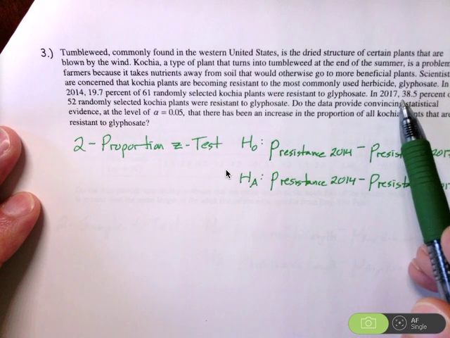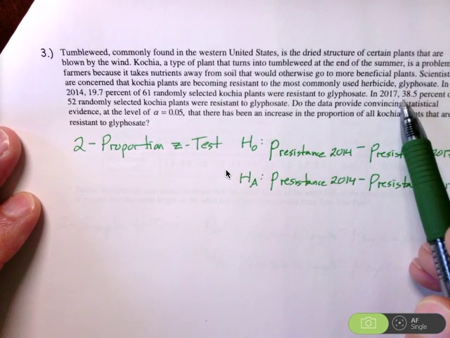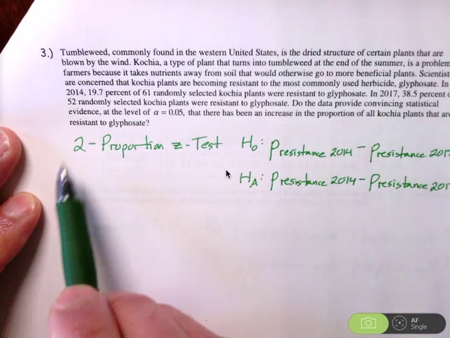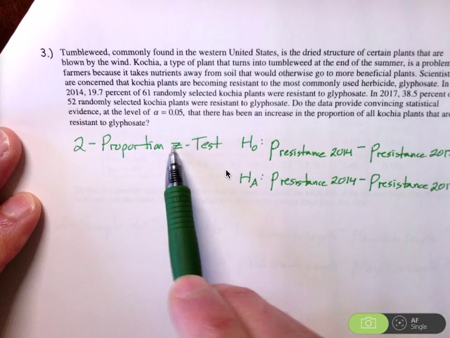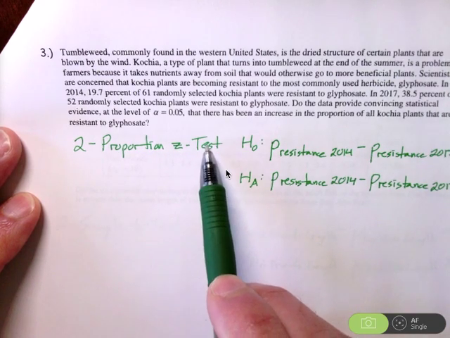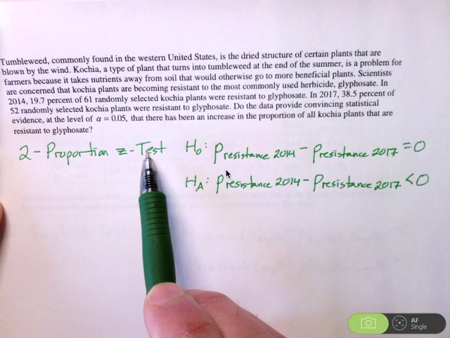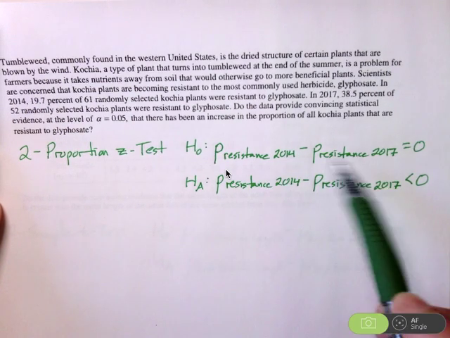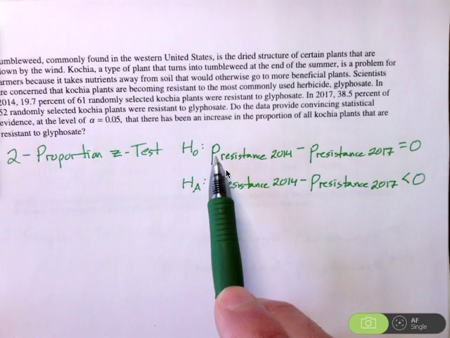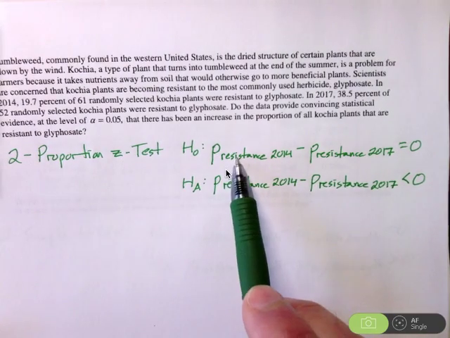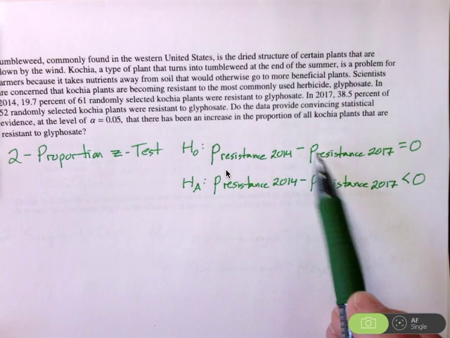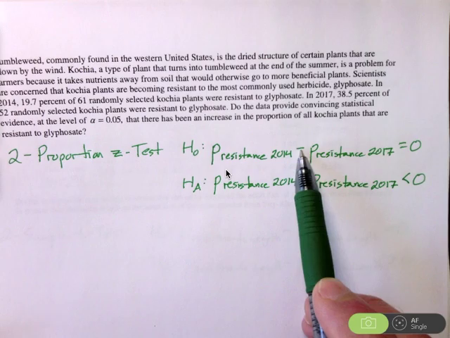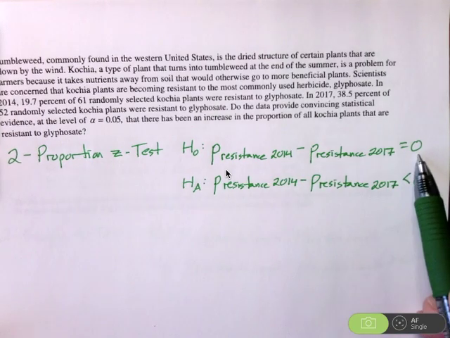So we have a two-sample situation, and they are proportions because, well, frankly, it says proportion right there. So this has to be a two-proportion z-test. To write the hypotheses then, the null hypothesis would be that there is no difference in resistance between 2014 and 2017. When I wrote my parameter, I used a subscript of resistance 2014 and then the proportion that are resistant in 2017. So I took a difference between those. That difference would be 0 in the null hypothesis.